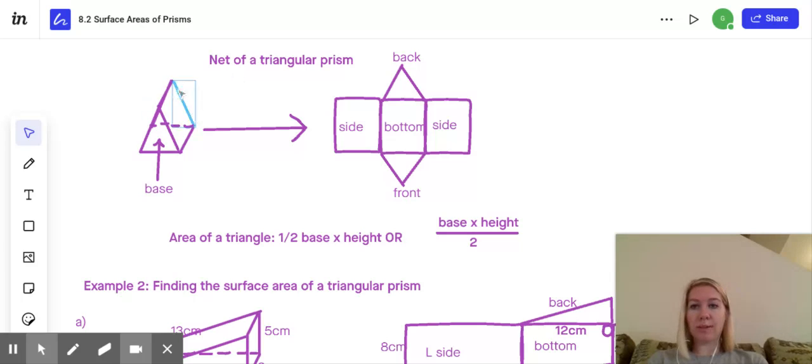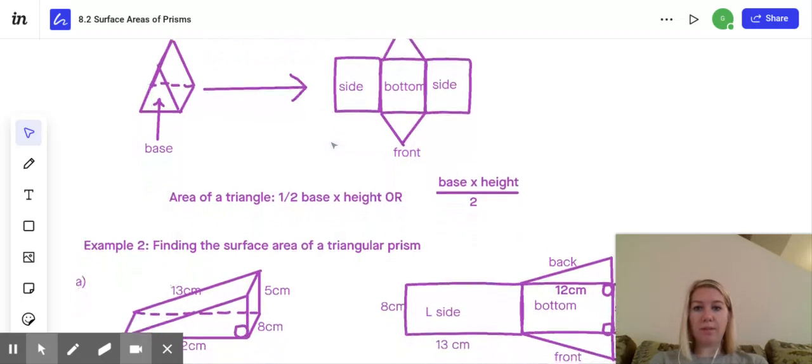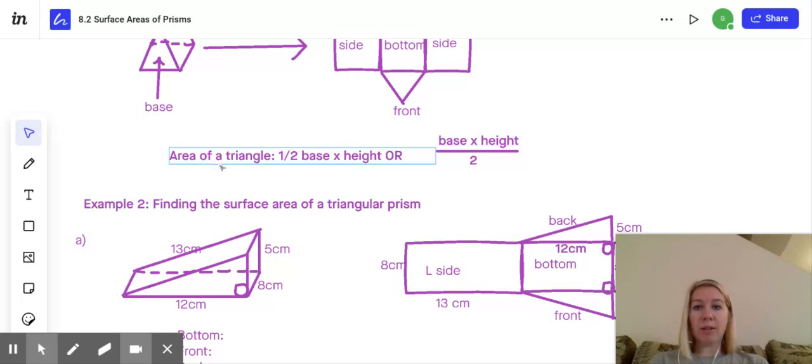Over here on the left, we see our triangular prism. And then if we flatten it out, like we flattened a box, we can see that we have all of our sides. So we have our left side right here, and then our right side. We have the bottom or base, and then we have the front triangle, and then the back triangle. Okay, and let's remember that to find the area of the triangle is base times height divided by 2. And actually, we're only going to use that formula.